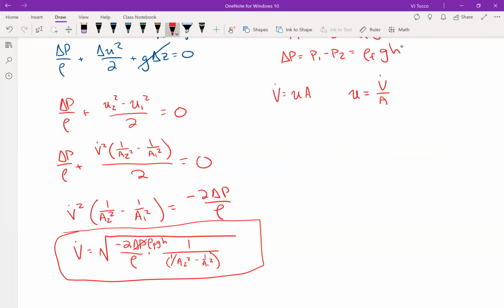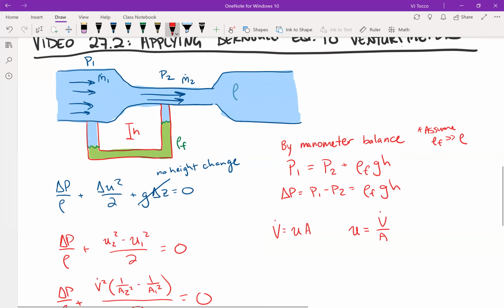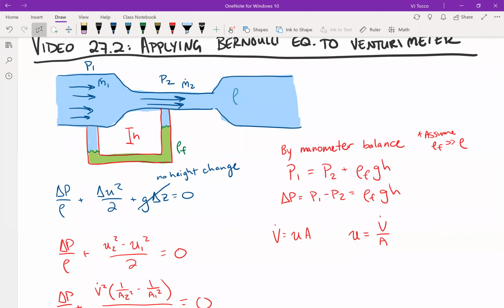That will conclude this video. Once again, this is just an application of Bernoulli's equation in a useful way in the Venturi meter, to find the volumetric flow rate in a flowing stream by looking at a process variable that is easy to measure, which is the height of the manometer, which will change depending on what the pressure is.